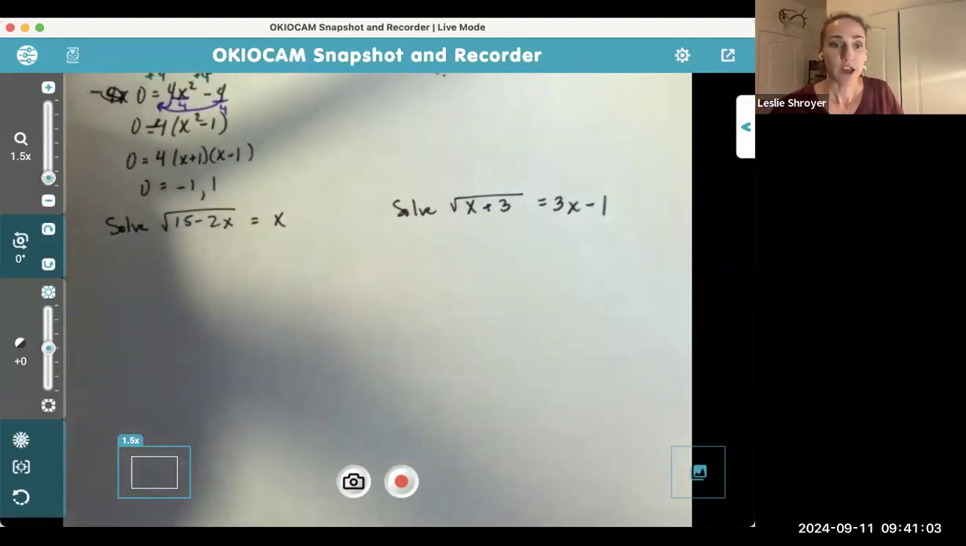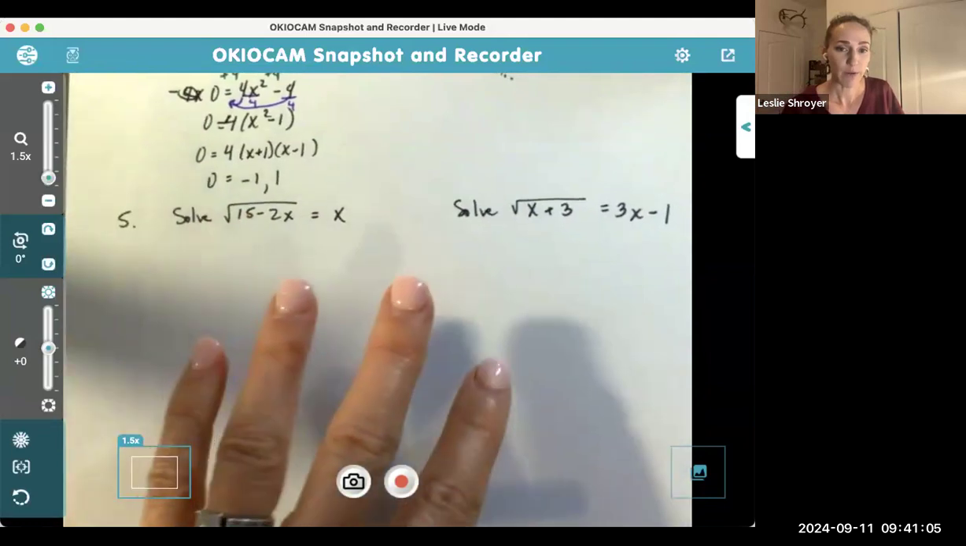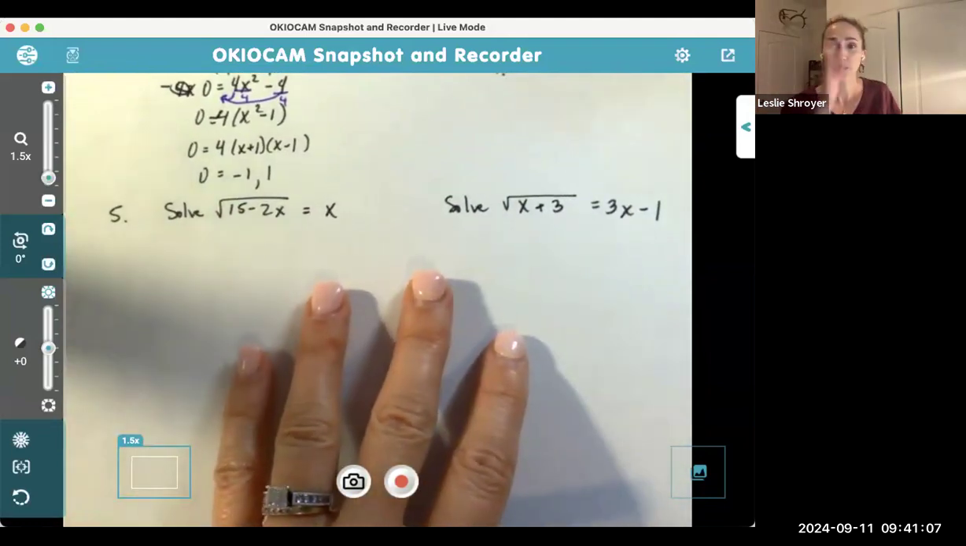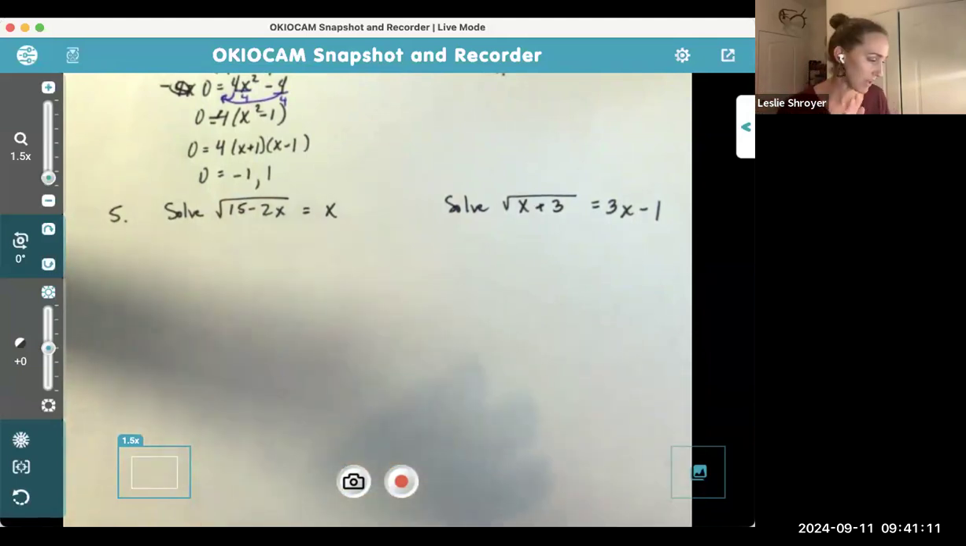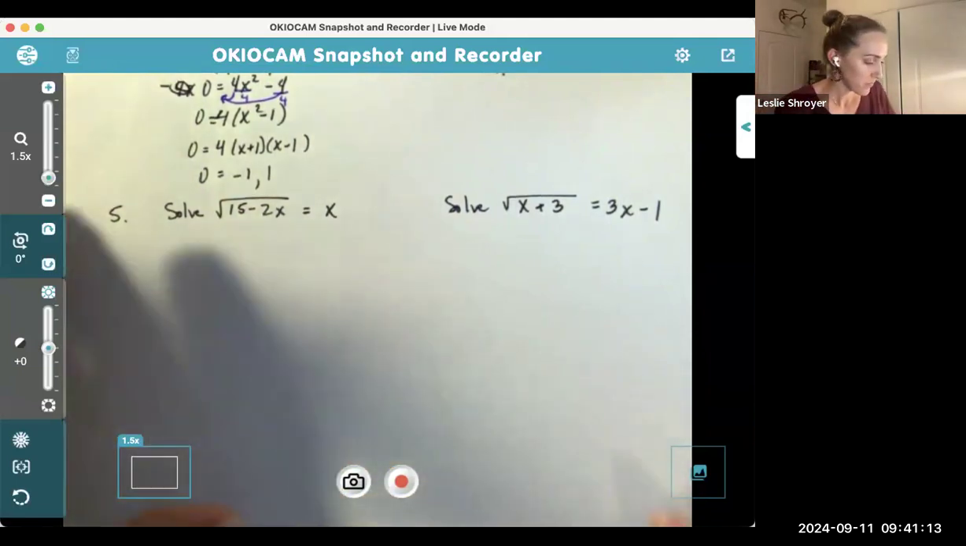Okay, so we have time probably for just these two, and then we'll finish up with absolute values on Friday. Hopefully in person if my family can get it together.